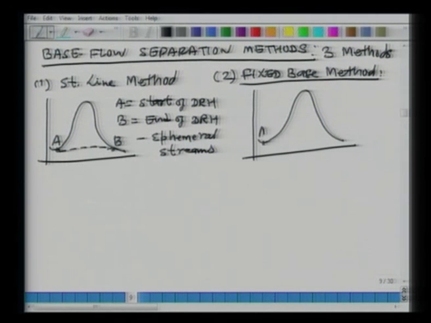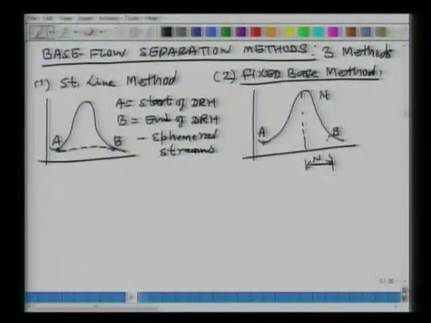So beginning there is no point. Start of the hydrograph is A. Okay, then we draw a line at the peak, and then we define N. Let's say this is B, which is located N days after the peak has occurred. So what is N? N is the number of days after the peak. So we know when the peak has occurred, and the equation for N is given like this.